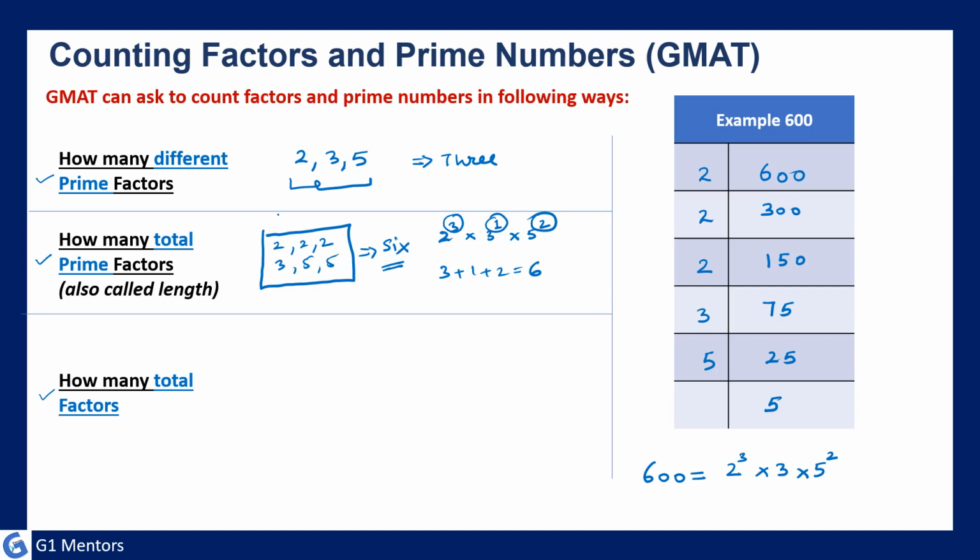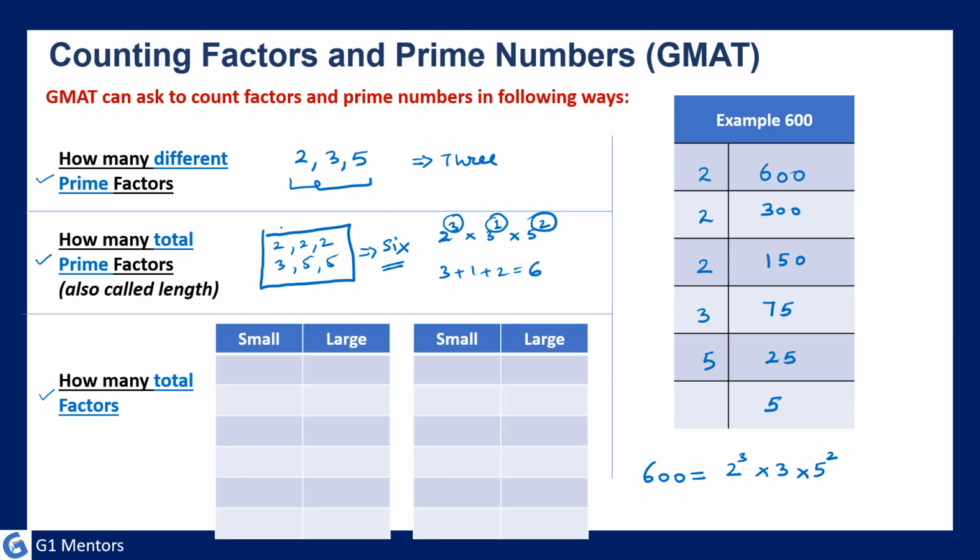Now if we have to calculate how many total factors there are, although 600 is a big number, let's use the small and large technique as I told earlier. First, let's write 1 in the small column. 600 divided by 1 is 600. Then we take the next number 2. 600 divided by 2 is 300. Then 3. 600 divided by 3 is 200. Then we take 4. 600 divided by 4 is 150. Then 5. 600 divided by 5 is 120. Then 6. 600 divided by 6 is 100.